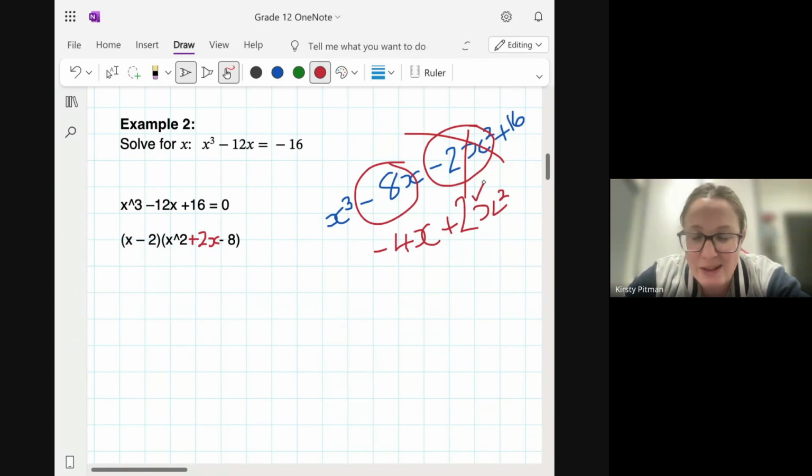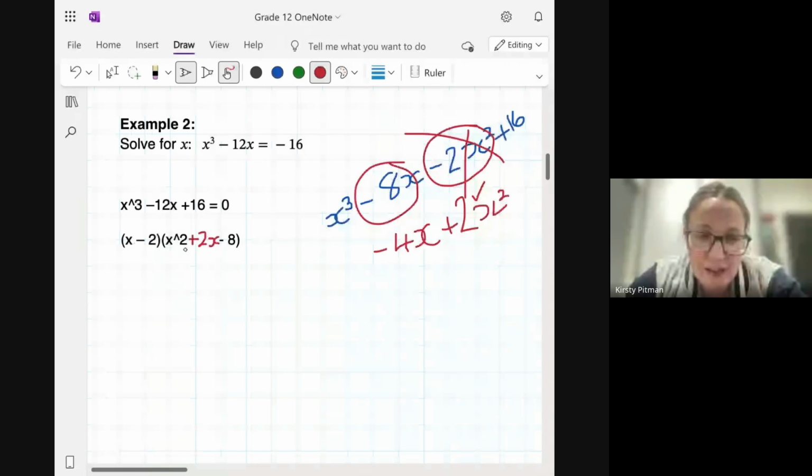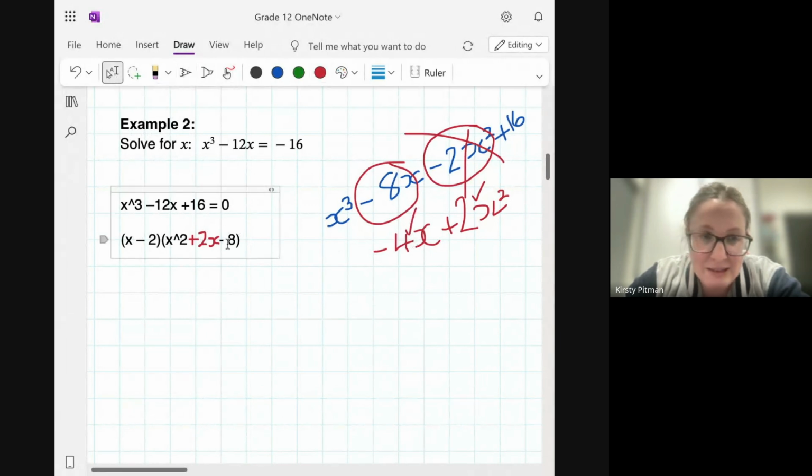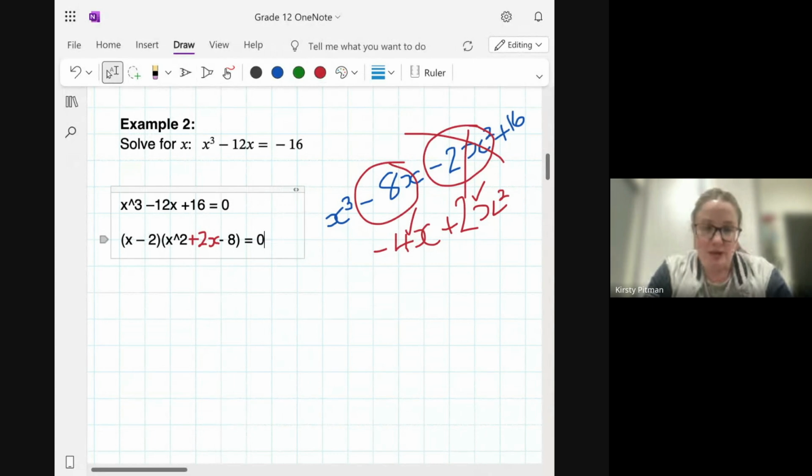Amazing, because I wanted that, right? And x times by negative 8 gives us negative 8x. Cool. Then negative 2 times x squared gives 2x squared, right? So that and that have now gotten rid of each other. Negative 2 times by 4x gives me negative 4x. So yay, I've now got that. And this whole thing needs to be equal to 0.